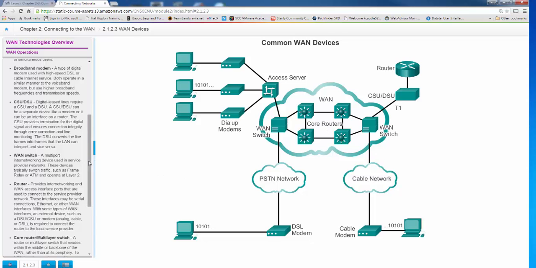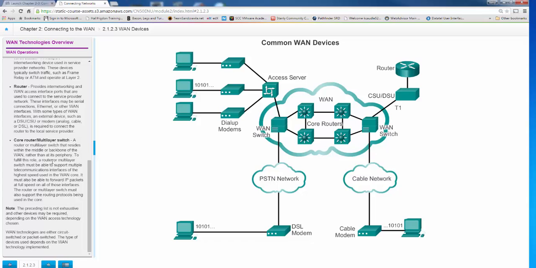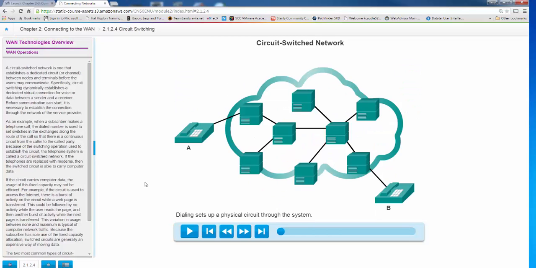The router is just what it always has been. It's a layer 3 device that provides routing based upon logical addressing. And then out in the service provider network, there can be core multilayer switches that have the ability to move data across this service provider cloud backbone. Now, we're going to have two basic ways of moving data across this CO or provider cloud. One is circuit switched.